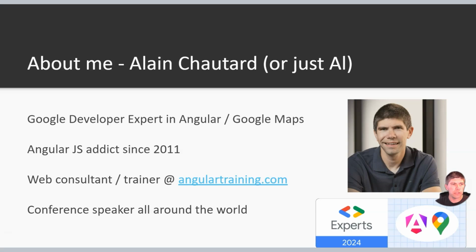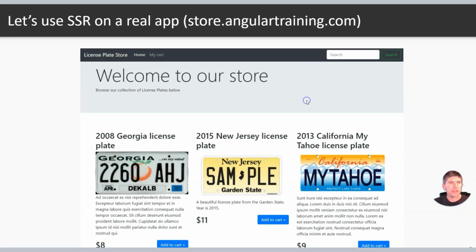I'm also a conference speaker who gets to travel and speak at conferences like this one all around the world. So today we're going to talk about server-side rendering, and in order to make things realistic, we're going to use it on a real application. It's a small application, a license plate store with a few pages: a landing page with products, a cart page with the contents of the cart, and a checkout page. So it's a very simple app, just a few screens, but this will be enough to give you an idea of how server-side rendering works.